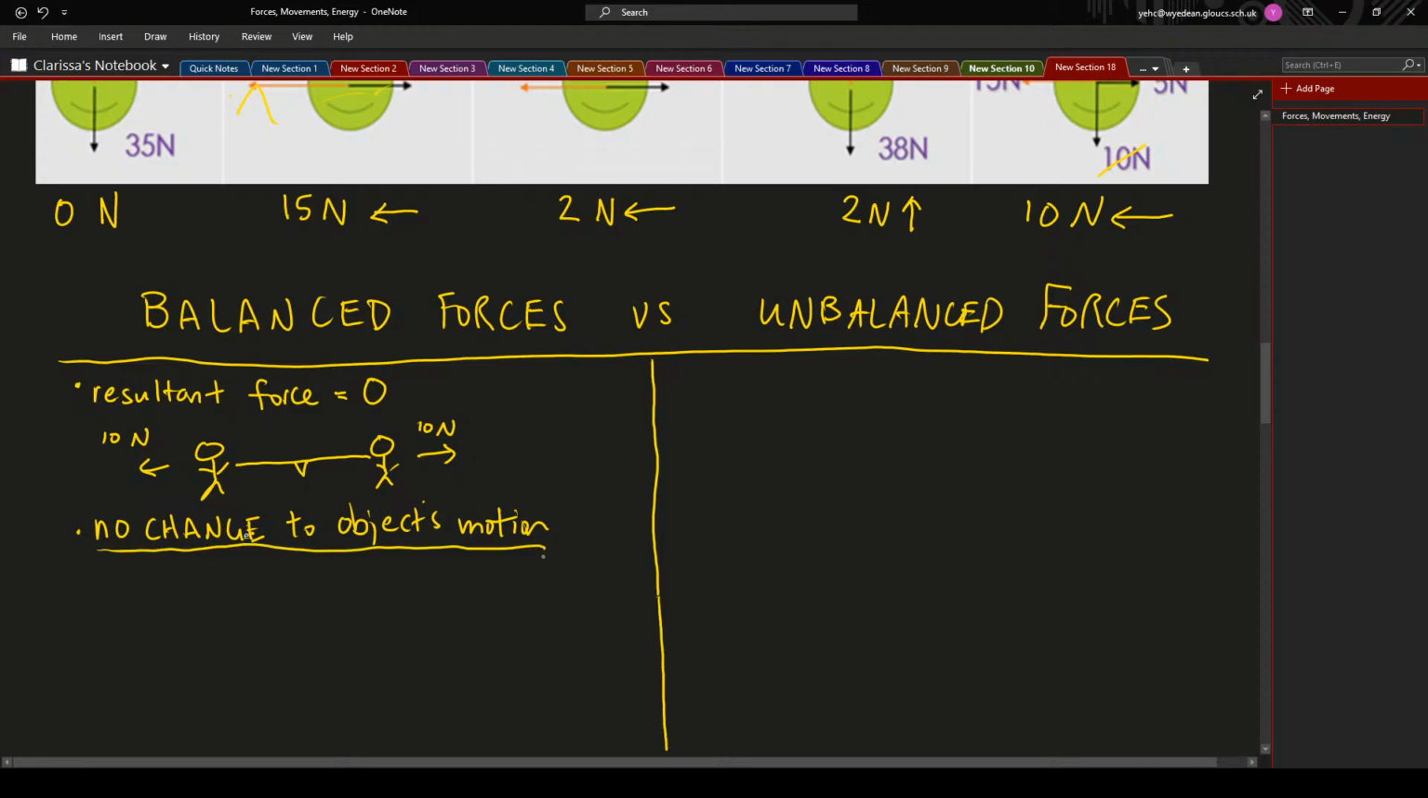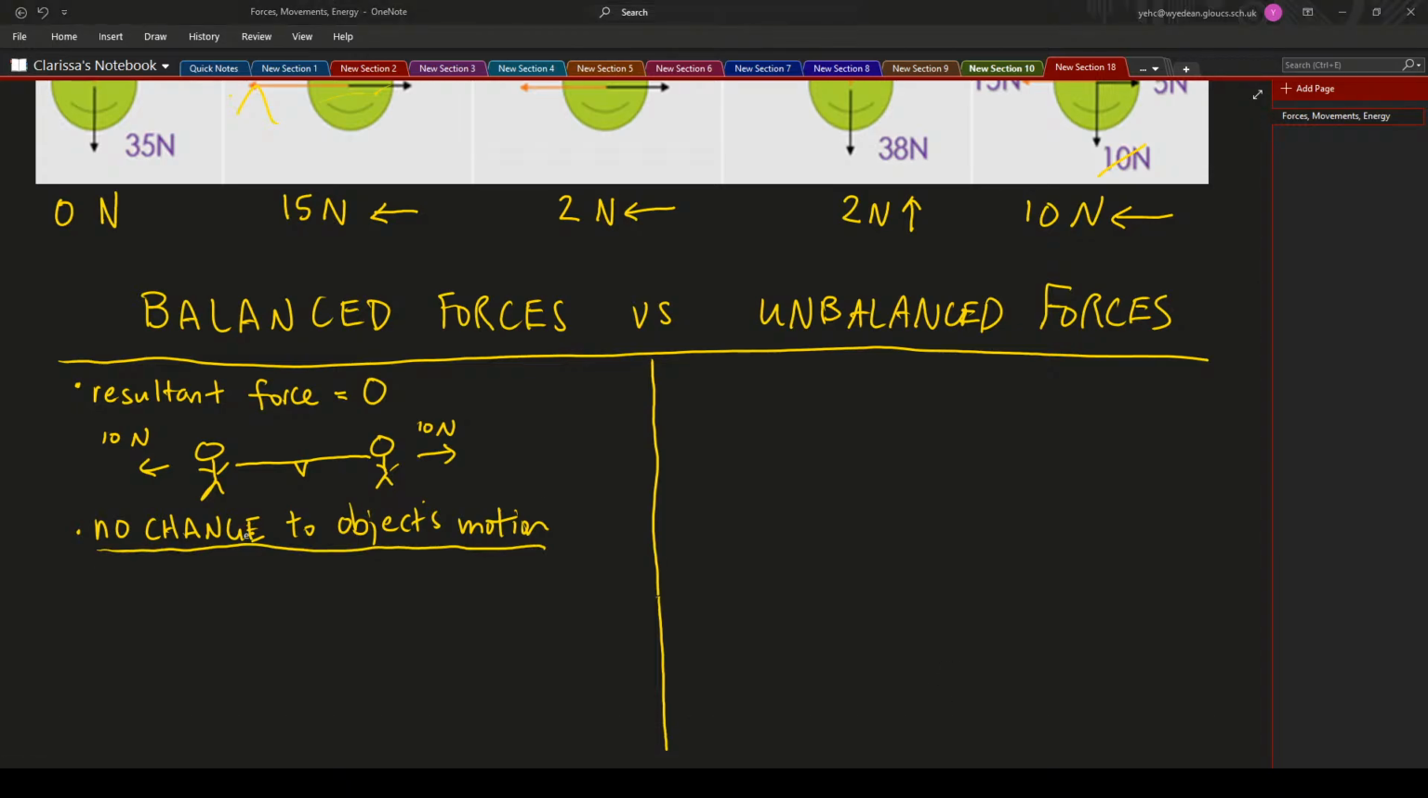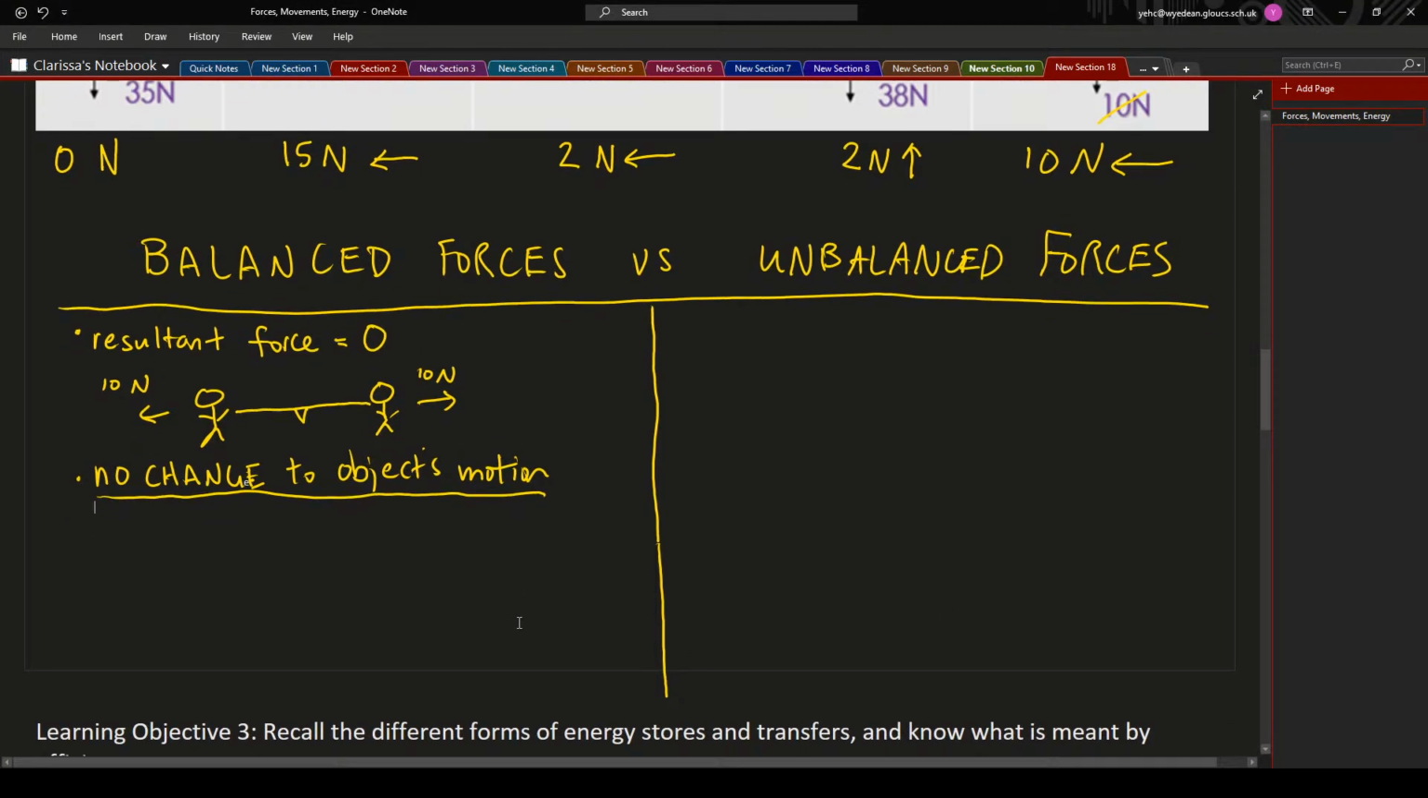However, one thing that I also want to point out, and why I've said no change to object's motion instead of just saying the object is still, is because if the object is already moving and the forces are balanced, there is still going to be no change to its motion.